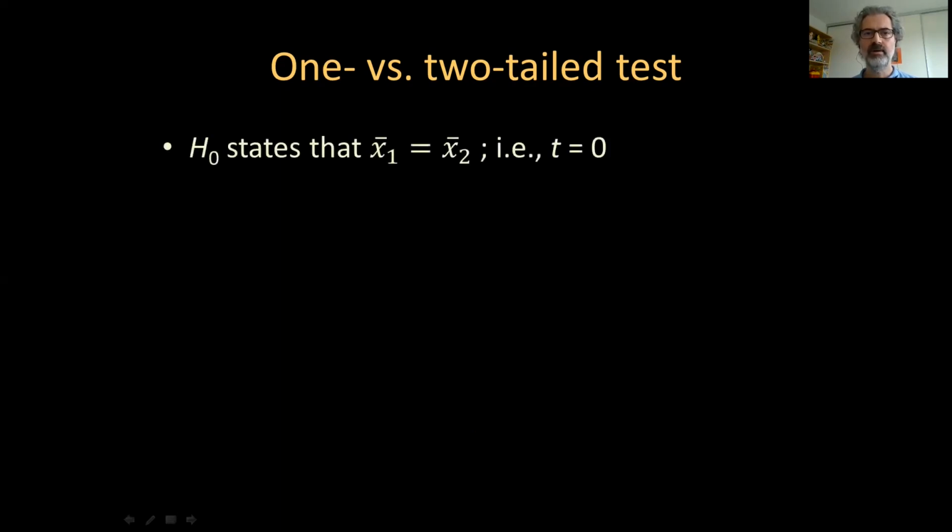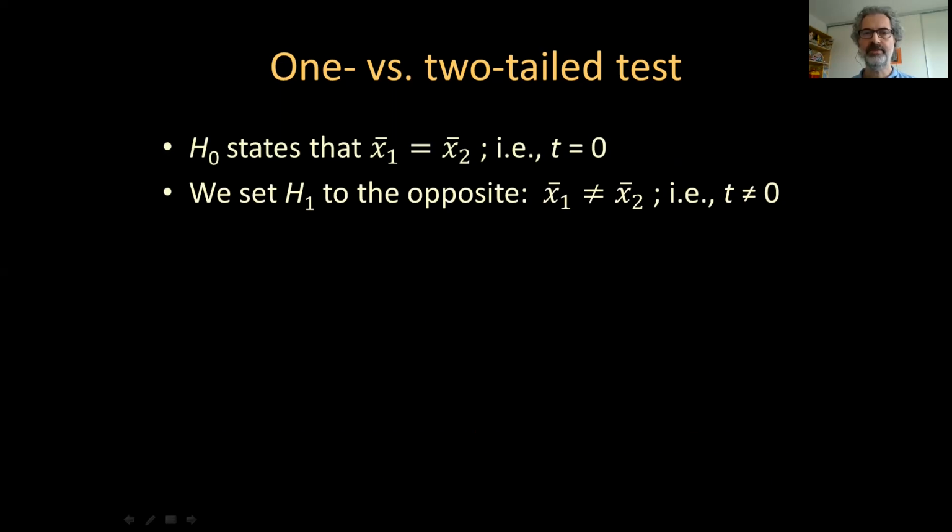In our case, as we've stated it so far, the null hypothesis is that the two means are equal. In other words, that t is equal to 0. Because if x1 equals x2, then their difference will be 0, and the difference is on the numerator for calculating the t. So that's all saying the same thing.